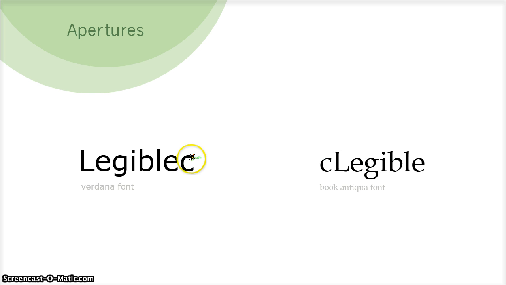So you can see this C is more open in X height than this C, which kind of curls over, which could kind of bleed into making an O, and that is not what we want. We want legible. So also with the aperture, the Verdana font is still our number one pick.